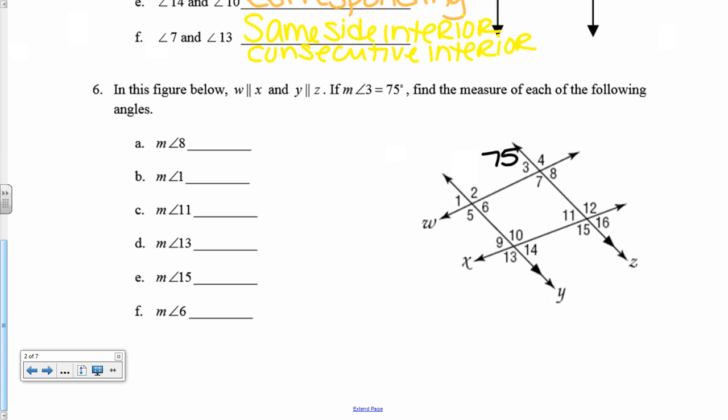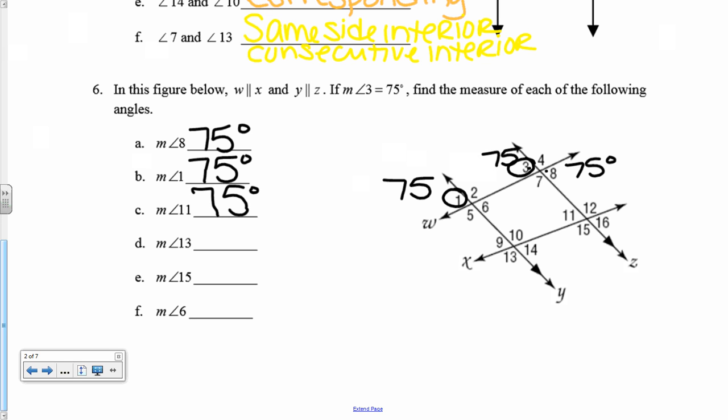For number 6, I know angle 3 is 75 degrees. So that means with angle 8, 3 and 8 are verticals, so 8 is also 75 degrees. With angle 1, since I know that y and z are parallel, then I know since 1 and 3 are corresponding angles, angle 1 is also 75 degrees. With 11, I can look at either 11 and 8 because I know those are my alternate interiors, so I know 11 is 75 degrees.